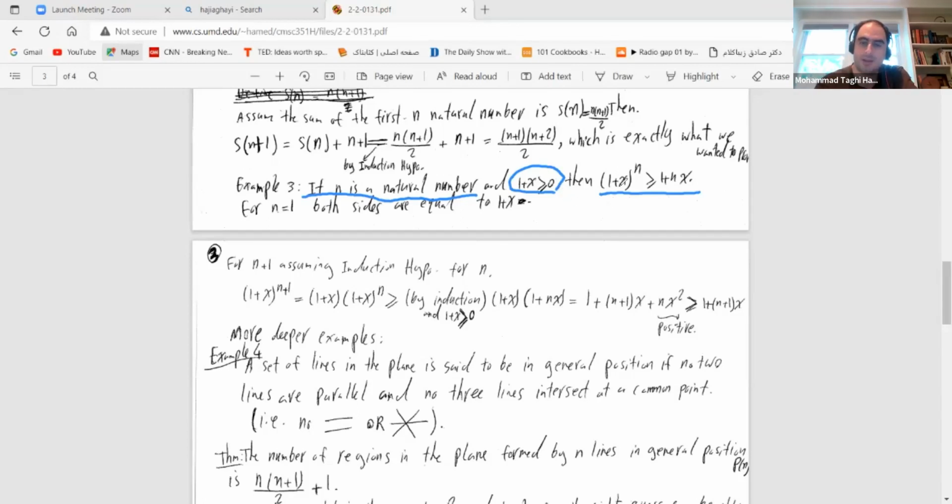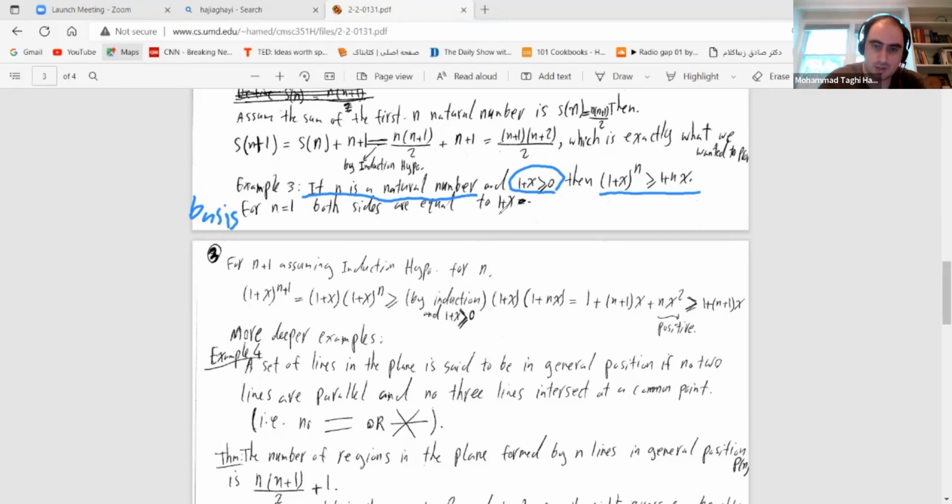1 plus x to the n is greater than 1 plus n times x. Good. Now, again, first you need to, this is for the basis of induction. For n equal to 1, essentially both things would be equal to 1 plus x, so we have the equality.